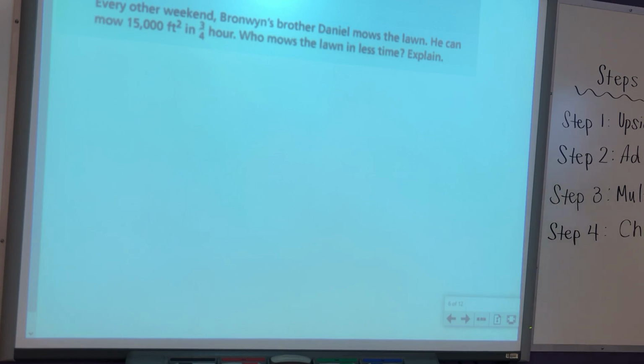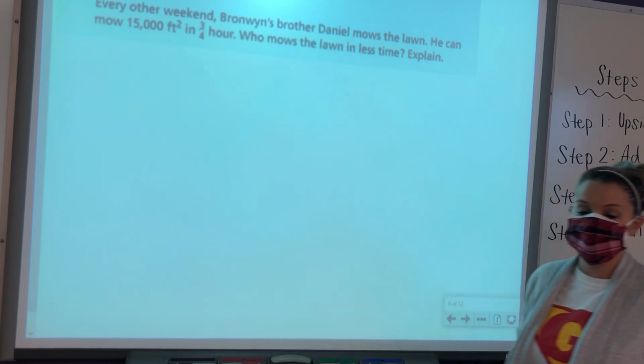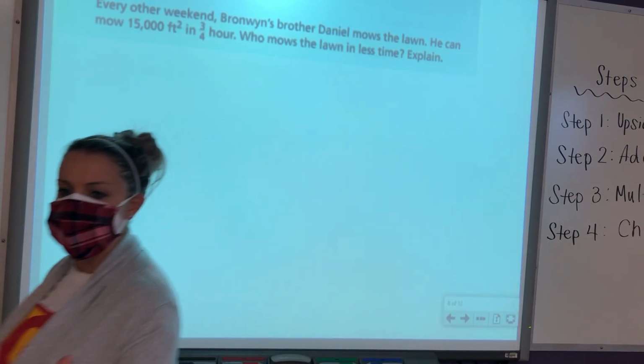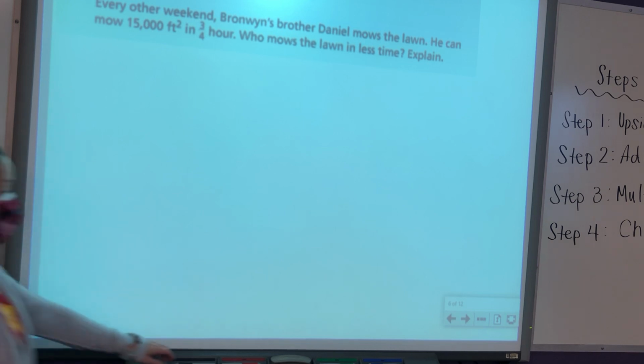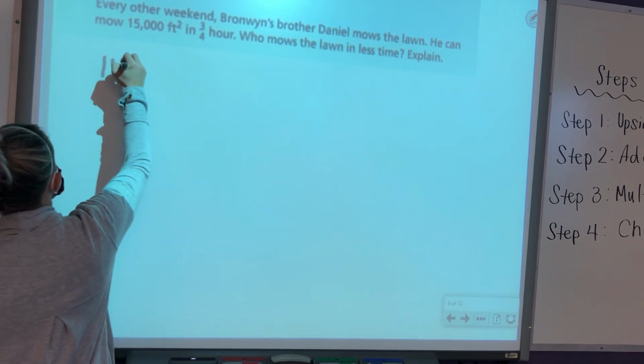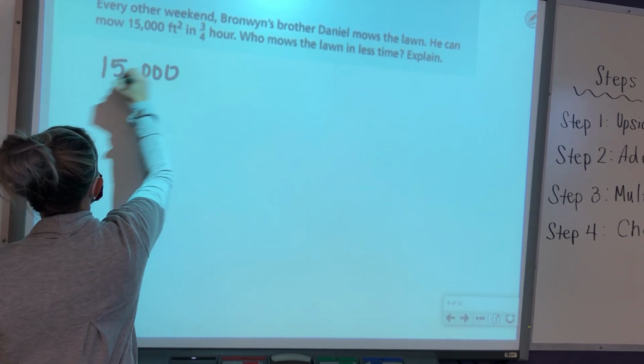All right, so Bronwyn's brother Daniel mows every other weekend. He can mow 15,000 feet squared in 3/4 of an hour. Who mows the lawn in less time? So what's our ratio for Daniel? 15,000 over 3/4. Very good. The other girl does it.